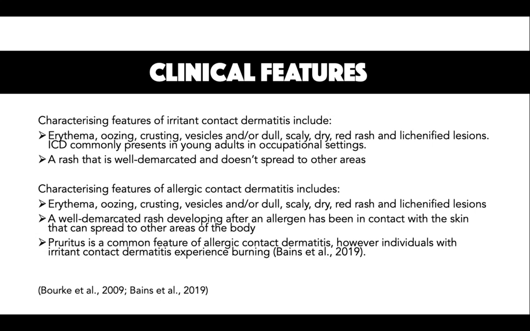Irritant contact dermatitis commonly presents with a rash that is well demarcated and doesn't spread to other areas, whereas allergic contact dermatitis involves a well-demarcated rash developing after an allergen has been in contact with the skin, which has the ability to spread to other areas. Pruritus is a common feature of allergic contact dermatitis. However, individuals with irritant contact dermatitis experience sensations such as stinging, burning, or itching. Common allergens include nickel, topical antibiotics, preservative chemicals, fragrances, and rubber accelerators.